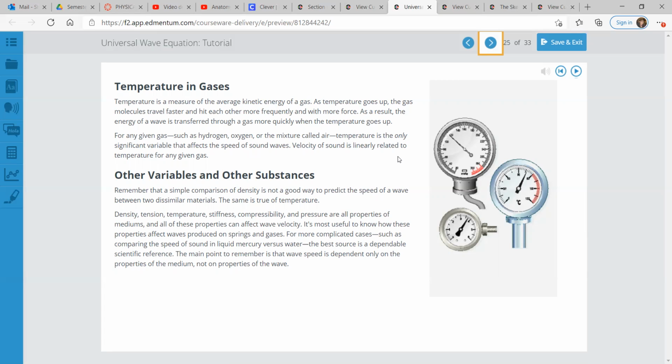Density, tension, temperature, stiffness, compressibility, and pressure are all properties of mediums, and all of these properties can affect wave velocity. It's most useful to know how these properties affect waves produced on springs and gases. For more complicated cases, such as comparing the speed of sound in liquid mercury versus water, the best source is a dependable scientific reference. But the main point to remember is that wave speed is dependent only on the properties of the medium itself, not on the properties of the wave.